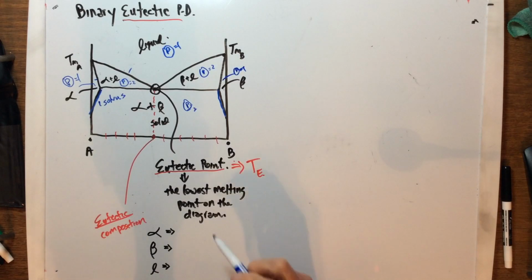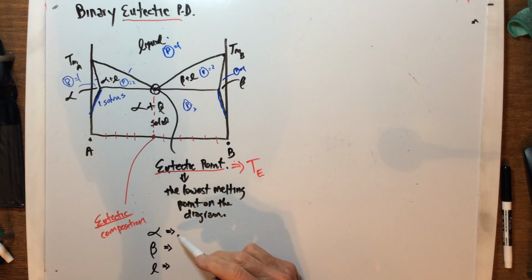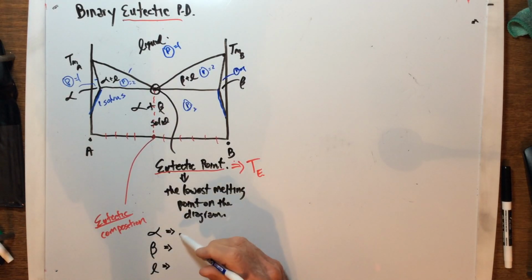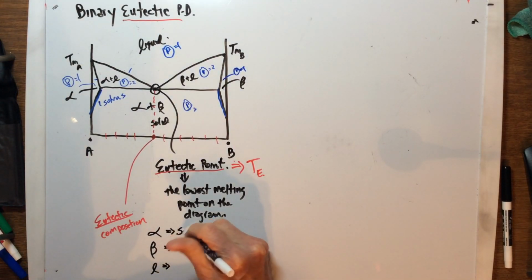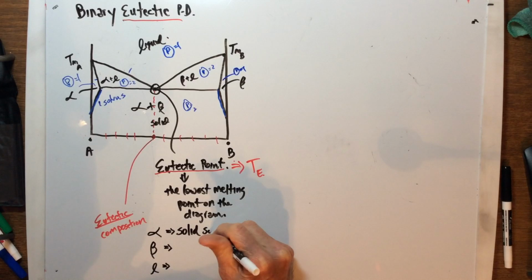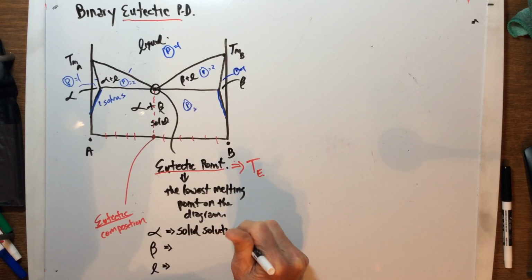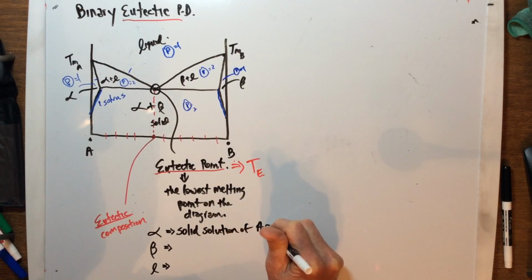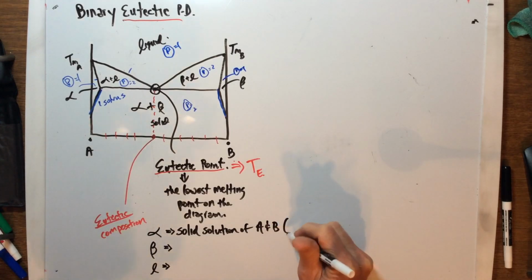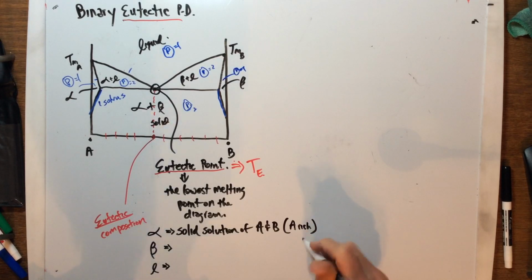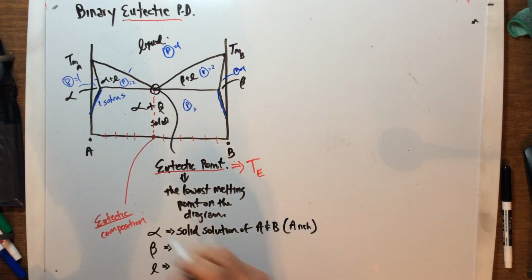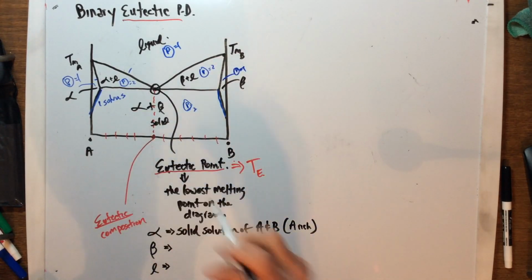Okay, now let's define what alpha is here. Alpha is basically a solid solution of A and B, but it is A rich. It's much more A in it over here than there is B, element B.